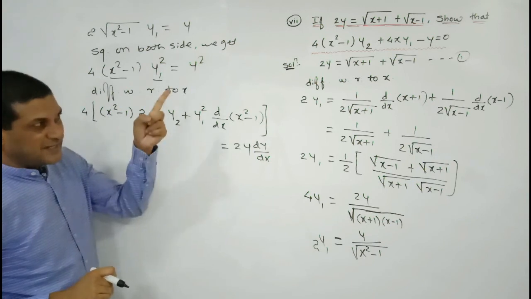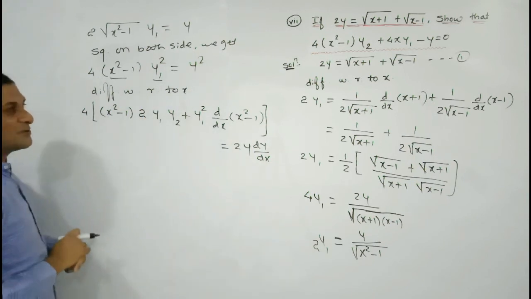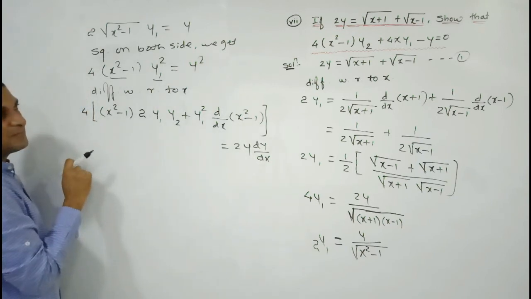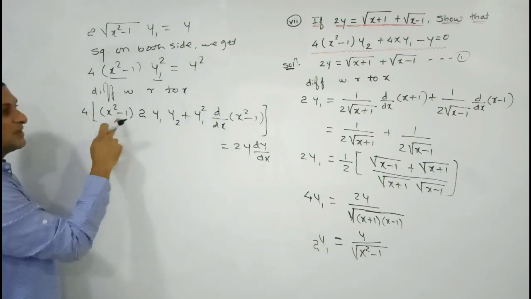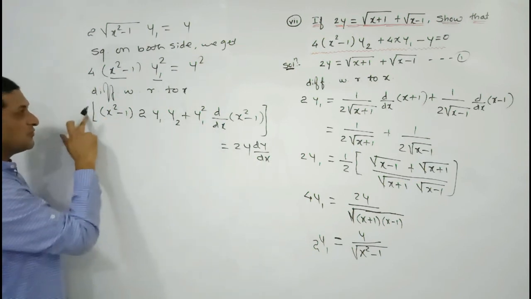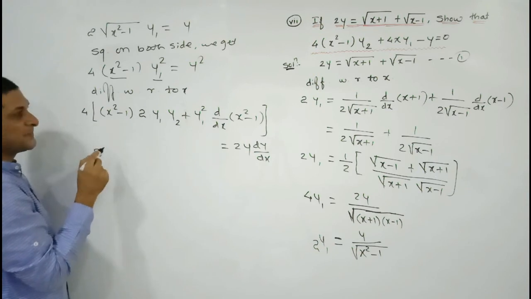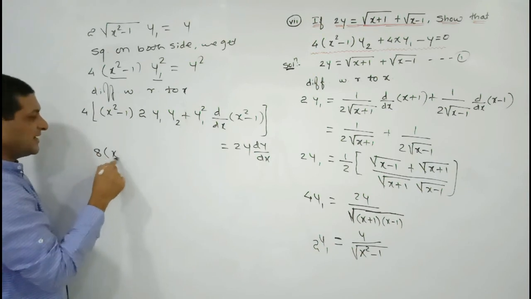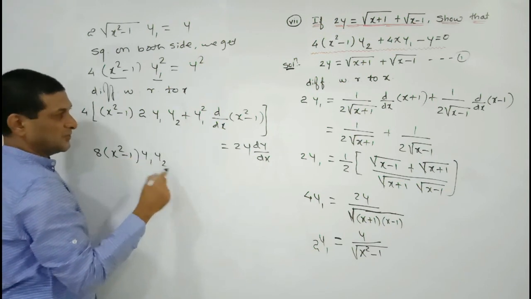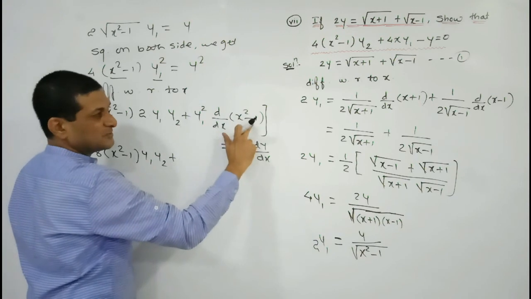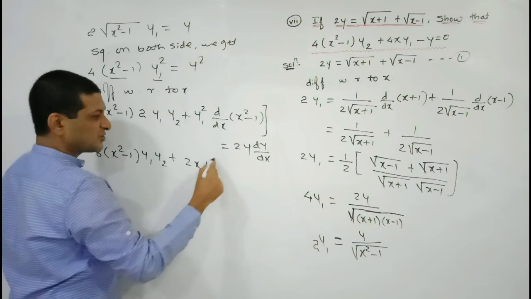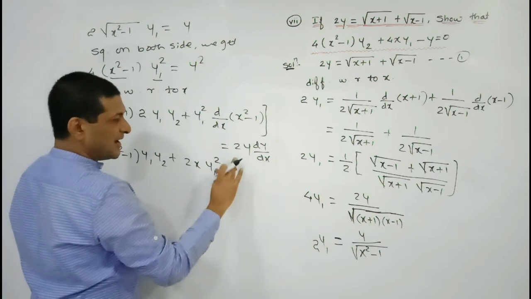Now we are simplifying it to get our required result. Now we are very close to our required result. Just find the differentiation of this term. Here I am multiplying by this 4 to both the terms in this. So 4 into 2 will become 8, x square minus 1 y1 into y2, plus here what is the differentiation of this term? 2x into y1 square, and on the right hand side 2y, keep it as it is.